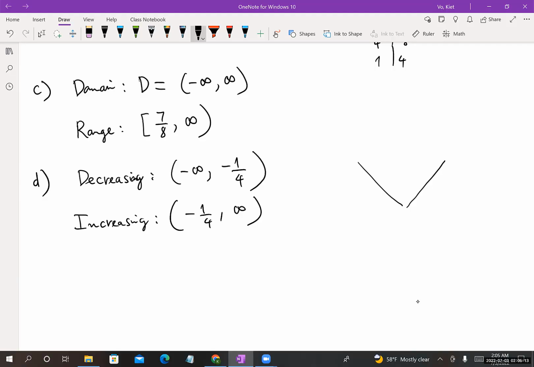Okay, so I think this should be enough on some of the properties of a quadratic function. In the next video, I'm going to go over some application problems with you where we use quadratic functions. See you in the next video.